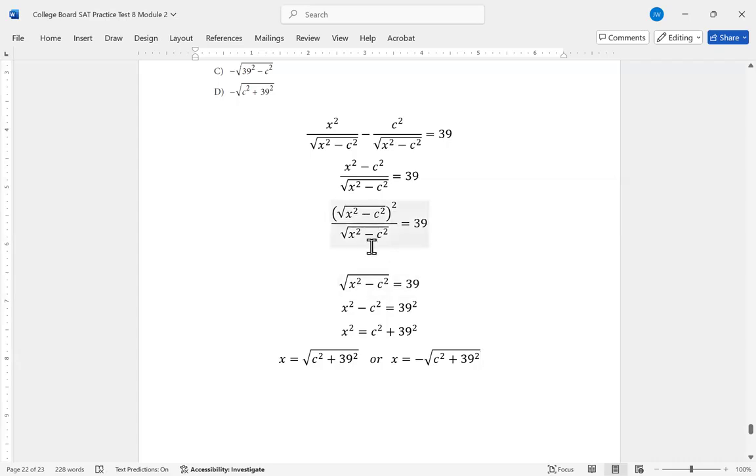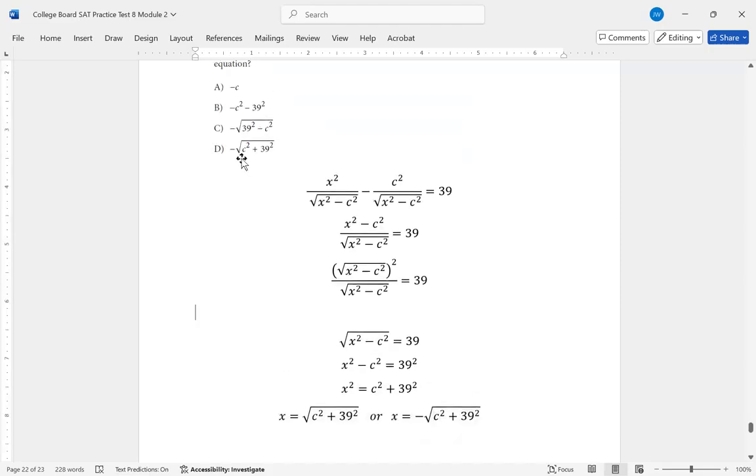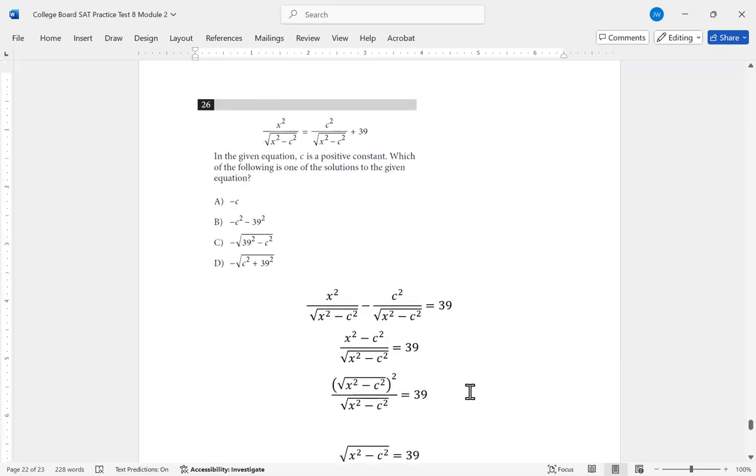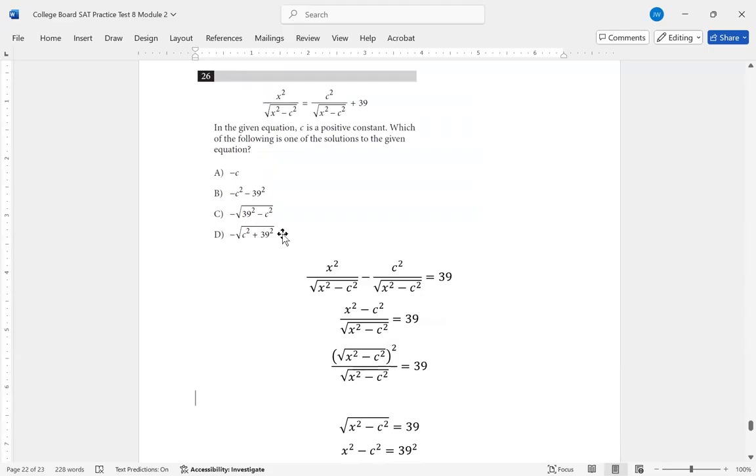By the way, doing this division is perfectly fine as long as x is not c or negative c, because if x is c or negative c, then I'm dividing this thing by 0, which is not okay. So here are my two options for x. Let's go look at which ones they are. It looks like option D is the correct option, negative square root of c squared plus 39 squared. That's one of my two options. So the final answer for question 26 is D, negative square root of c squared plus 39 squared.